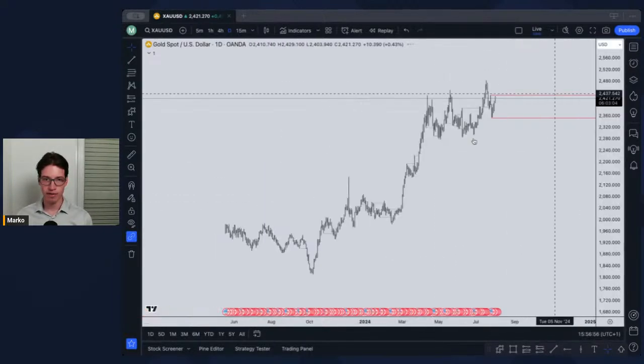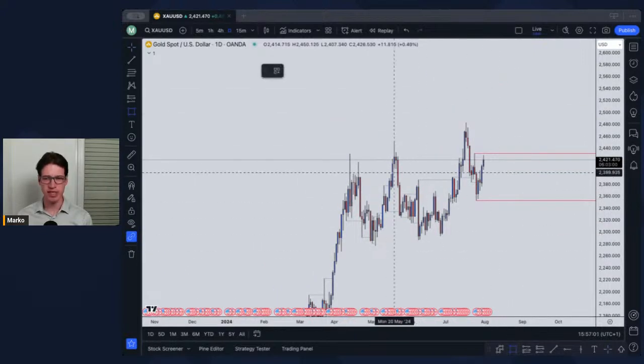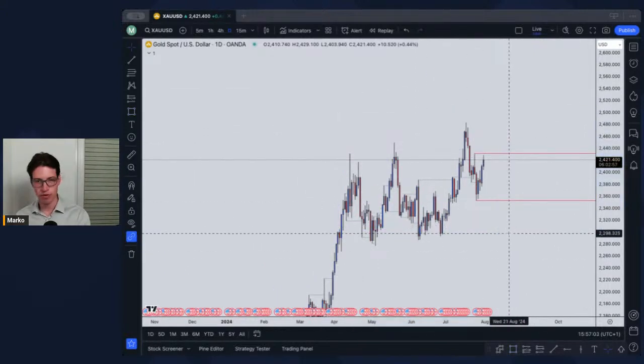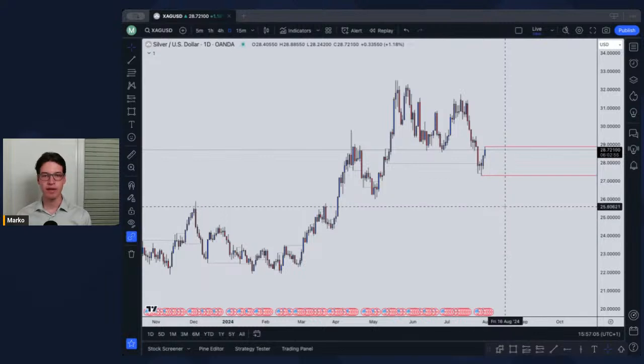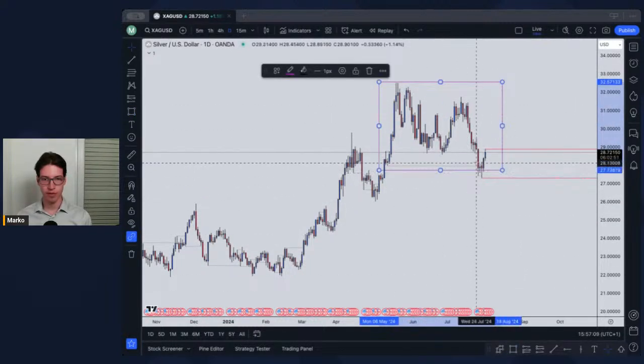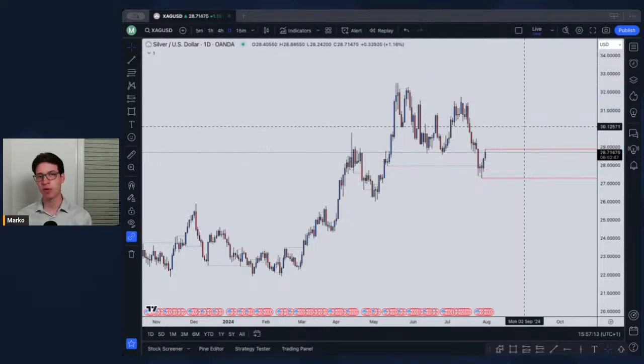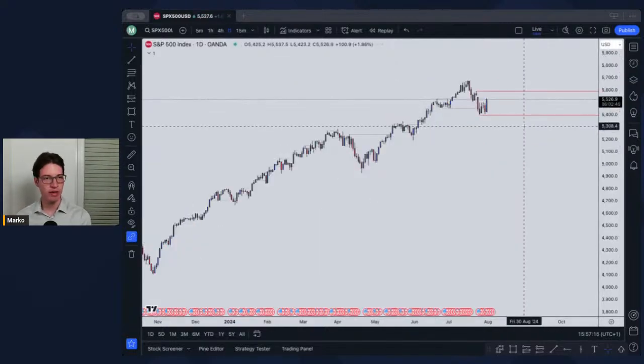Gold, kind of flat right here. Yeah, I would say it's flat. So gold is flat on the daily. Silver, flat as well. Okay, just broke the low, retraced. I expect, to be honest, more range-bound price action.